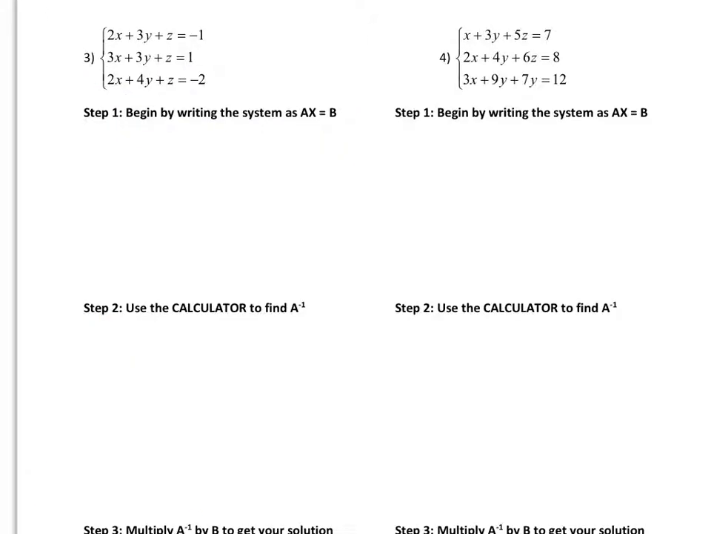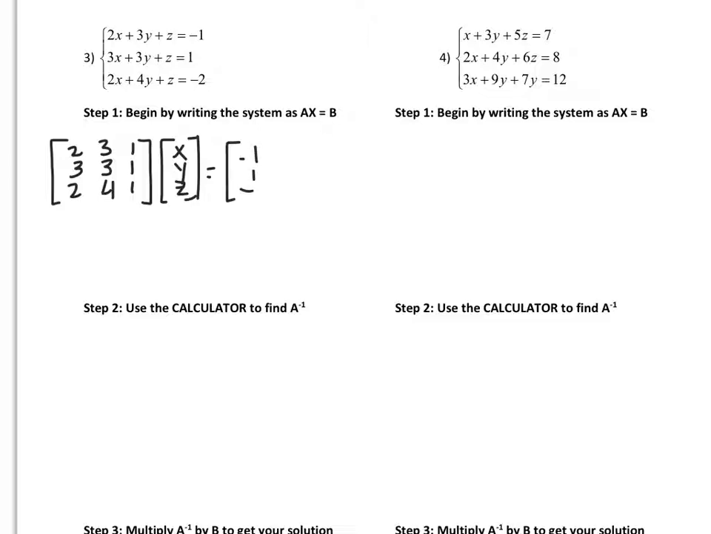Okay, so this is the same concept as before. We're going to write matrix A as the coefficients 2, 3, 2, 3, 3, 4, 1, 1, 1, times x, which we'll call x, y, z, equals negative 1, 1, and negative 2. So again, this is your matrix A, this is your x, and that's your b. So we're going to use the calculator now to find the inverse of A, and we're going to write that below. So the inverse of A.